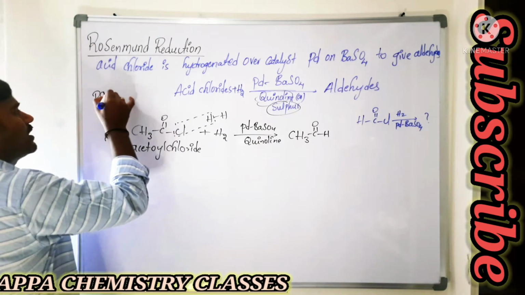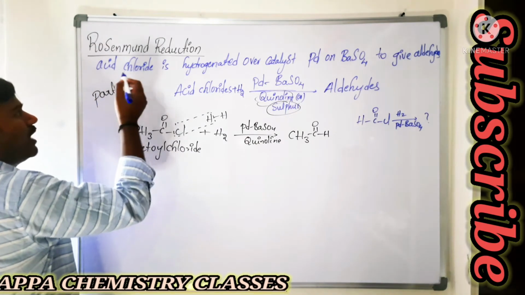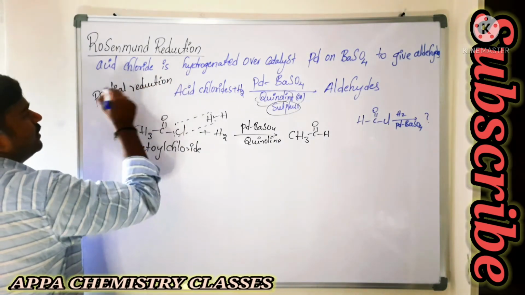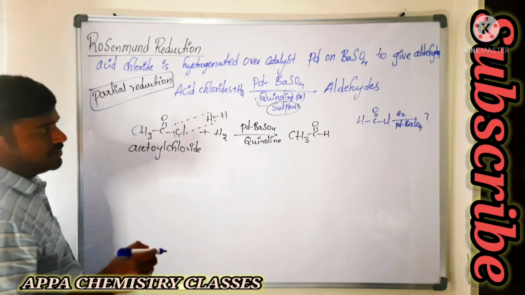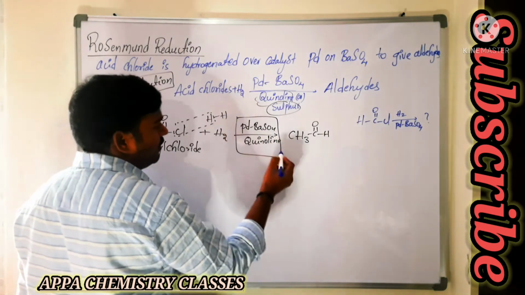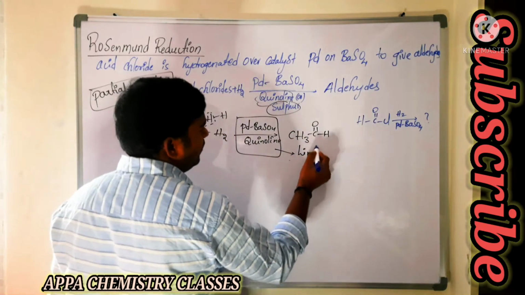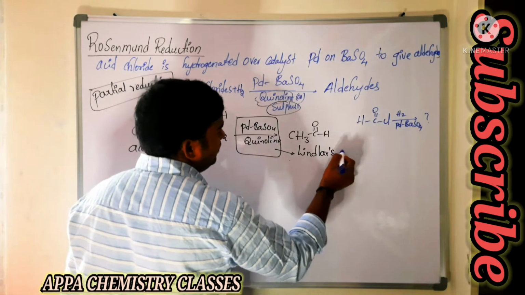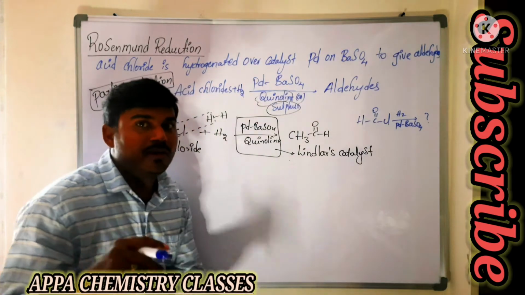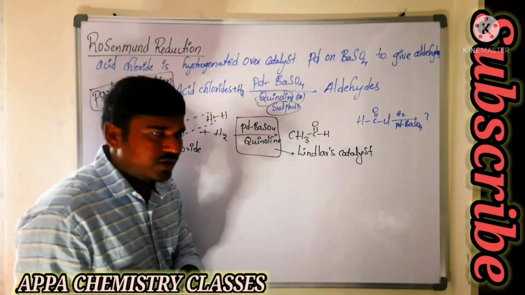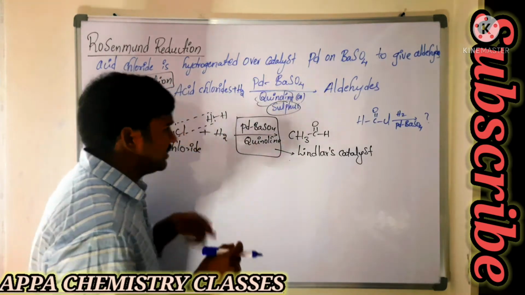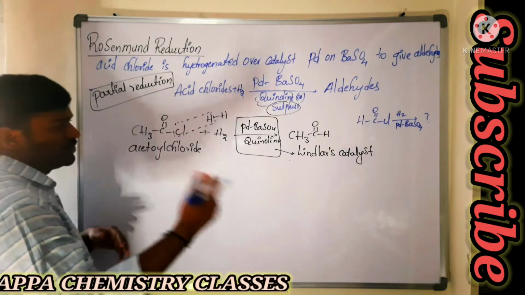The Rosenmund reduction is a partial reduction of acid chloride. It is a partial reduction reagent which we are using here, and that reagent is said to be Lindlar's catalyst. This same Lindlar's catalyst we also use in the conversion of alkynes to alkenes. In the presence of Lindlar's catalyst we will get cis alkenes, which we will see in future classes.